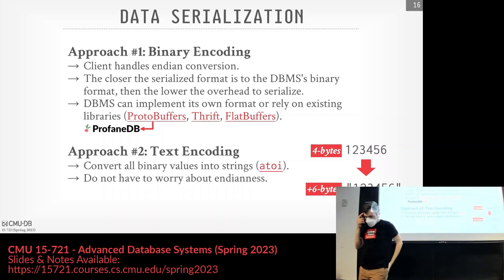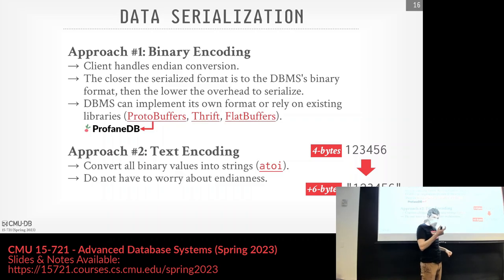Right? So Postgres will do this. Postgres, with the text version of the protocol, does this text conversion. And in the paper, they also talk about how MonetDB does this by default.